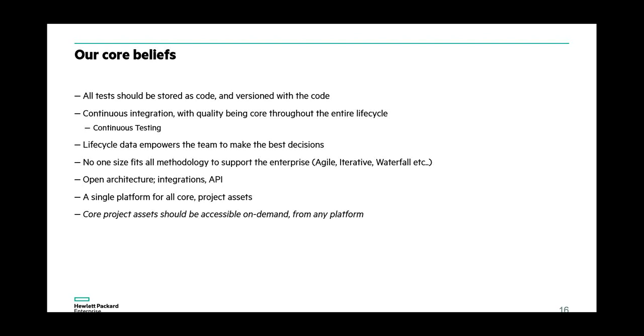Continuous integration is important. This concept of continuous testing. You can't have speed without having quality directly ingrained within it. It's interesting, again, that could be another philosophical argument unto itself. You need quality to be there in order to get the speed. I'll leave it at that for now. Lifecycle data actually empowers the team to make the best decisions. And this is the beauty of the platform that we've got today, as well as the platform that we're introducing in beta for this presentation here.